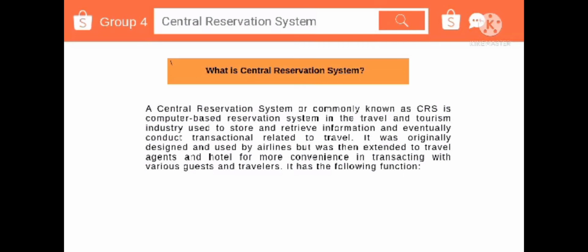and tourism industry used to store and retrieve information and eventually conduct transactions related to travel. It was originally designed and used by airlines but was then extended to travel agents and hotels for more convenience in transacting with various guests and travelers. It has the following functions.